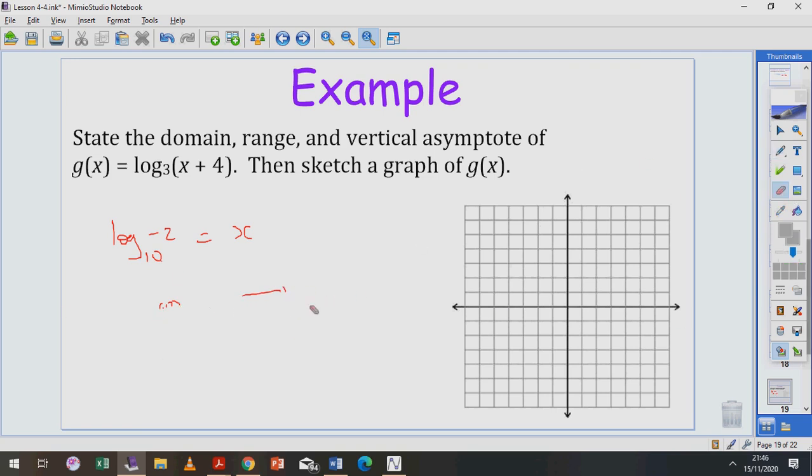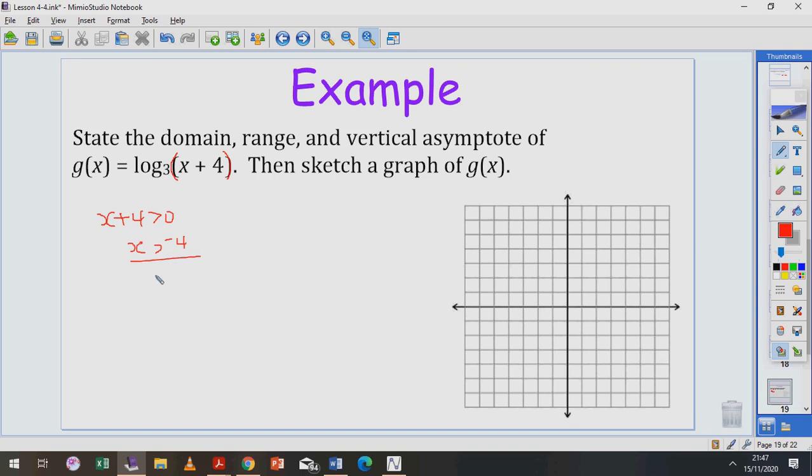So because of that, we know that whatever comes after the logarithm, in these parentheses, has to be greater than 0. It can't even be equal to 0, because we also don't have a logarithm of 0. Same explanation: you cannot raise this number to any power to get a 0. So whatever is after the logarithm has to be greater than 0. This shows me that x has to be greater than negative 4.